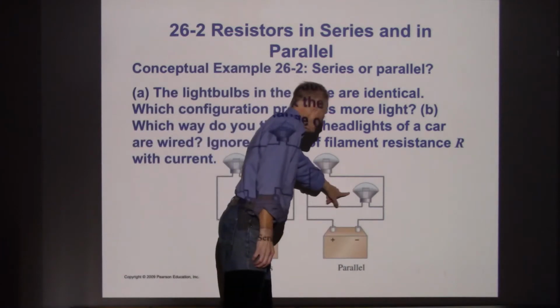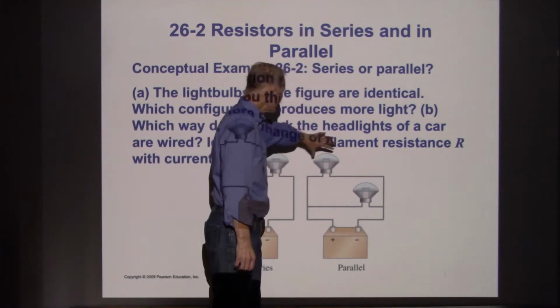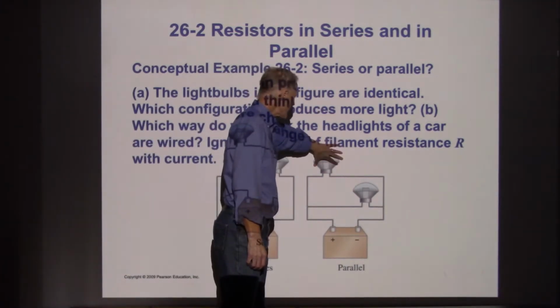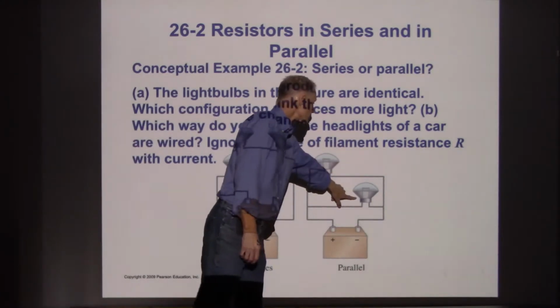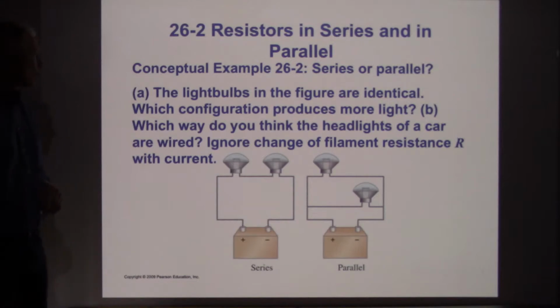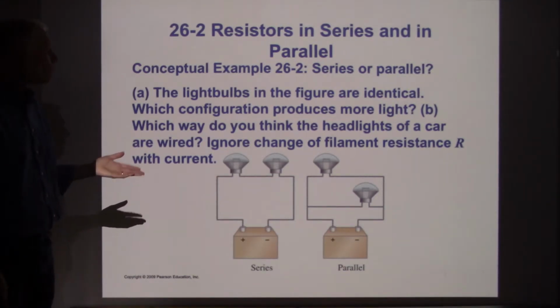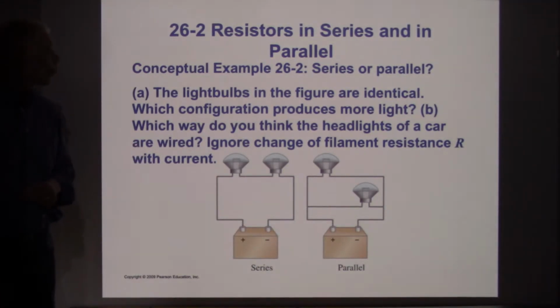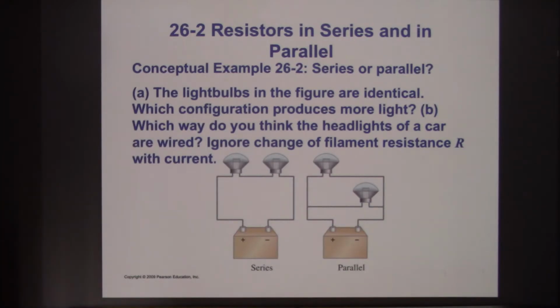In parallel, that's not the case. So in parallel, if this branch shuts down, it doesn't affect this branch. This branch is independent of that light bulb. So one of the light bulbs goes out, but the remaining light bulb is still going to work.